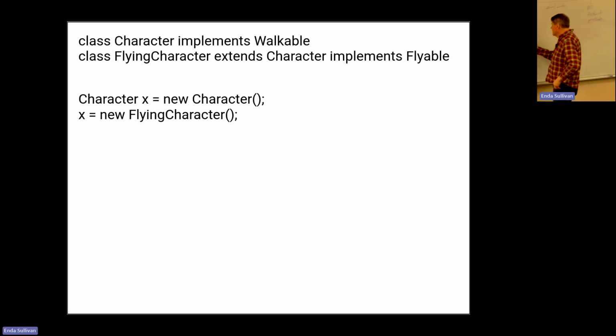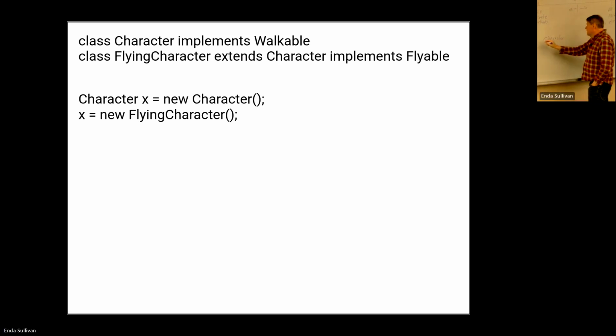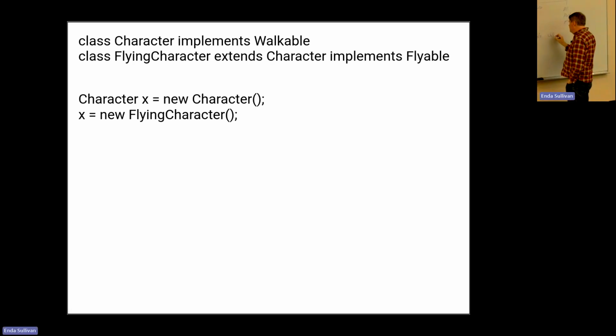So in the case of our characters, we might have Character, which implements Walkable. And then later you might have a flying character, and it's going to extend Character and implement Flyable.